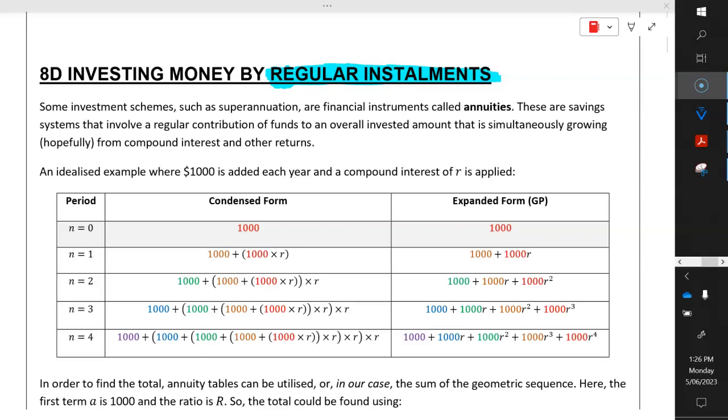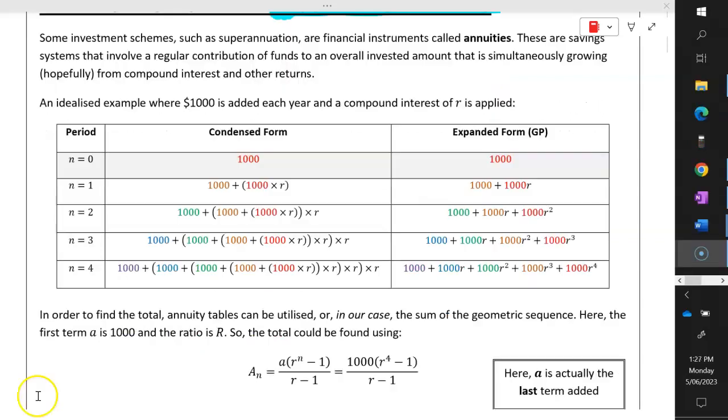Some investment schemes such as superannuation are financial instruments called annuities, and these are savings that involve a regular contribution of funds to an overall invested amount that's growing, hopefully, over time from compound interest and other returns. This would be the case where, for example, $1,000 is added to this fund every year and it's compounded over a certain number of years that are known.